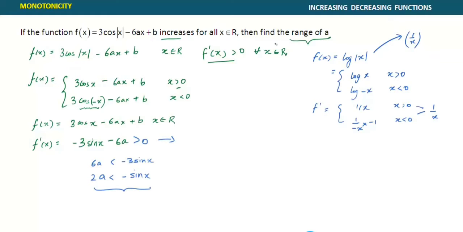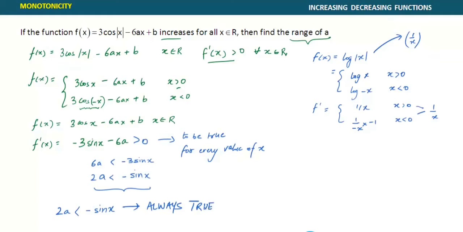Now coming back, you have said that f dash x should be greater than 0 for all values of x belonging to R. So you need this inequality to be true for every value of x, irrespective of whatever you want to do. So this should always be true. So you want to find a value of 2a such that this is always true. How will you solve something like this?